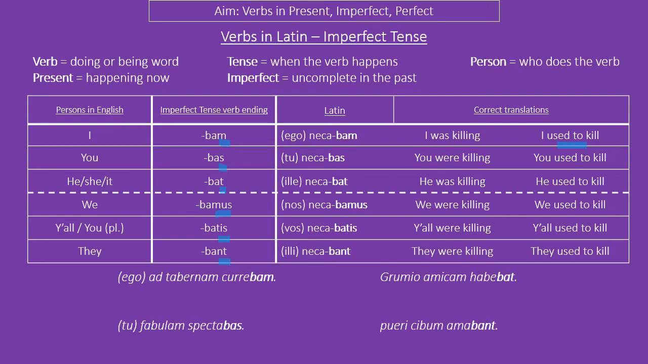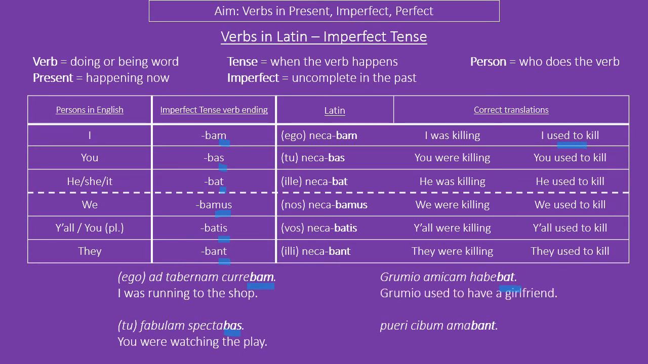So if we're looking at our sentences, which haven't really changed, the only thing that's changed is the verb. So whilst it used to be I run to the shop, it's now I was running to the shop. This is something that was not finished in the past. Presumably you stopped running for some reason. The second one, therefore, is you were watching the play.